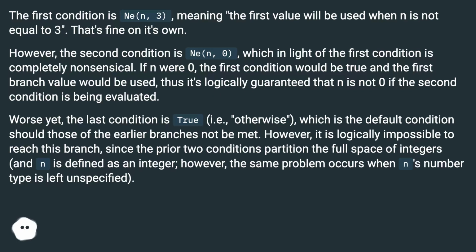Worse yet, the last condition is True, i.e., otherwise, which is the default condition should those of the earlier branches not be met. However, it is logically impossible to reach this branch, since the prior 2 conditions partition the full space of integers, and n is defined as an integer. However, the same problem occurs when n's number type is left unspecified.